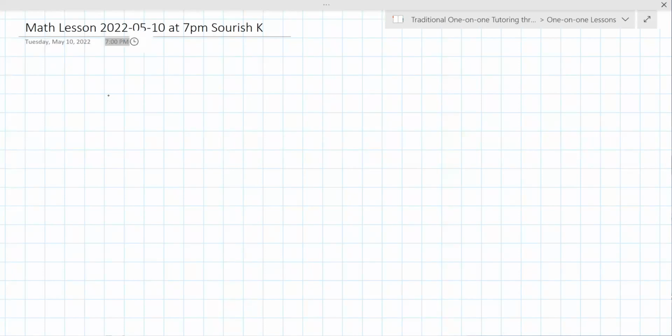Let's say I give you an equation like x plus 3 is greater than 2. How do you solve this linear inequality? How do you get x by itself?